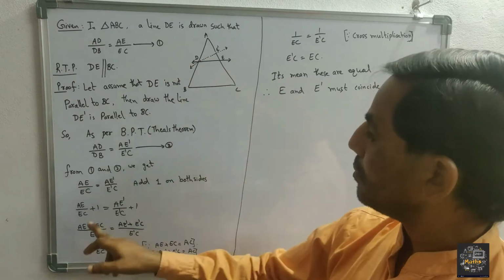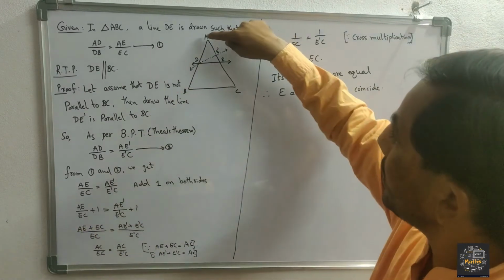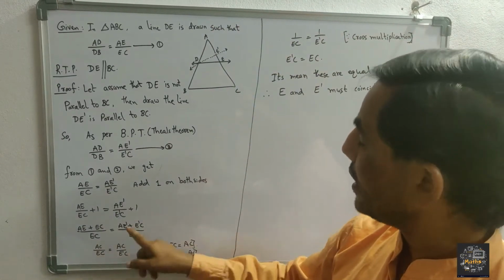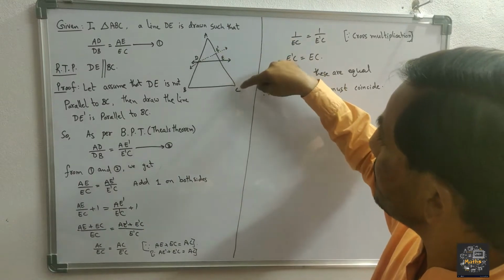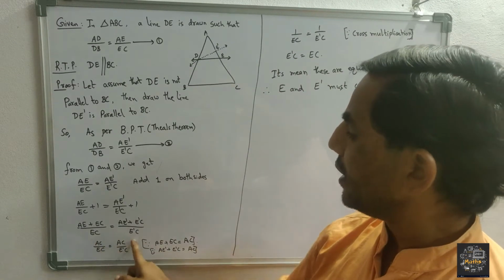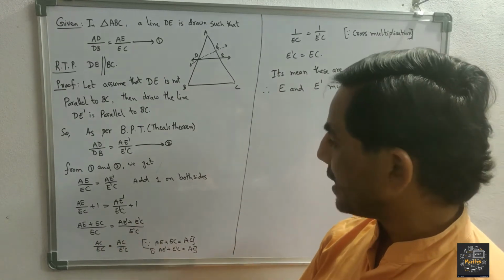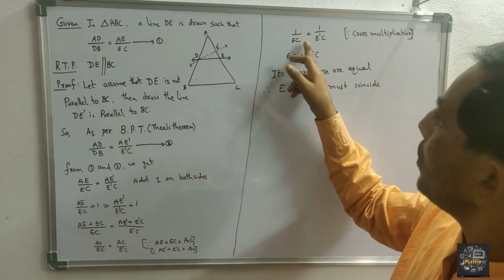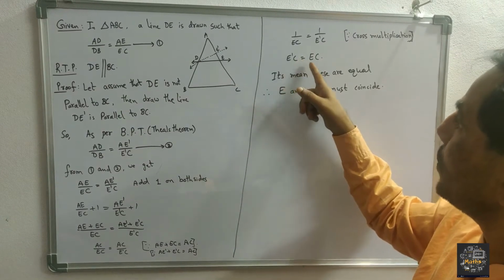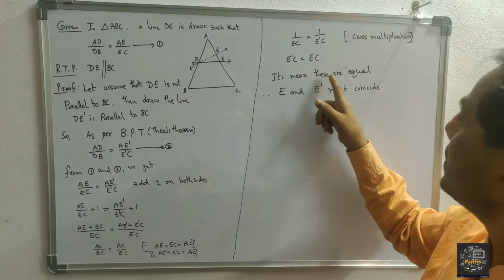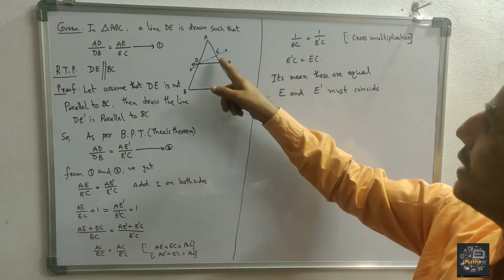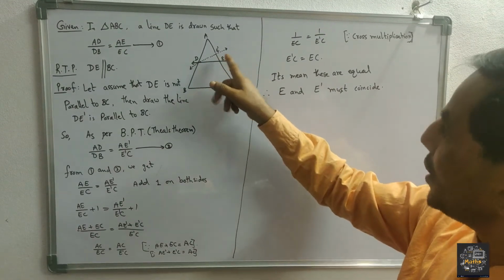So as per the diagram, AE plus EC is completely AC, so AC by EC, and here also AE dash plus E dash C is completely AC, so AC by E dash C. So the numerators on both sides, AC, will cancel, remaining 1 by EC is equal to 1 by E dash C. So cross multiplication, we are getting E dash C is equal to EC. So its meaning is these are equal. Therefore E and E dash must coincide.